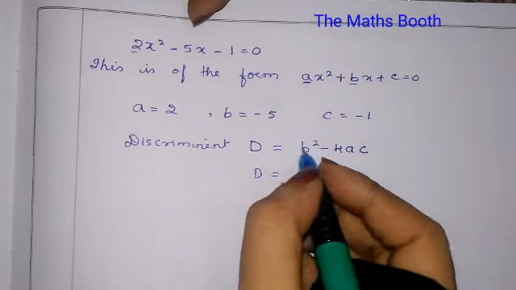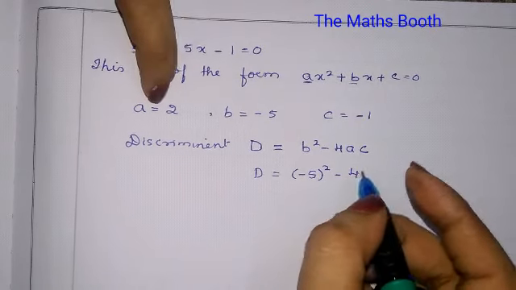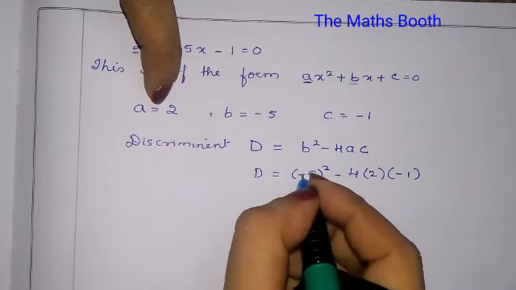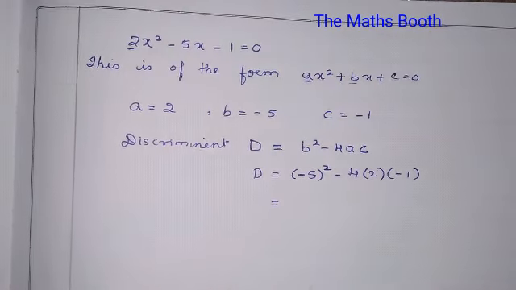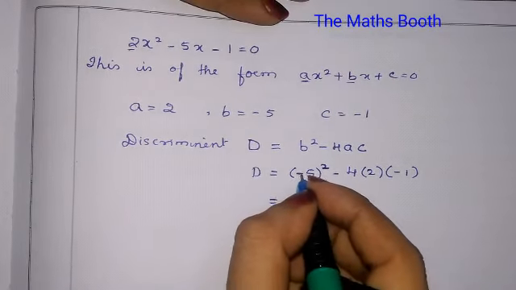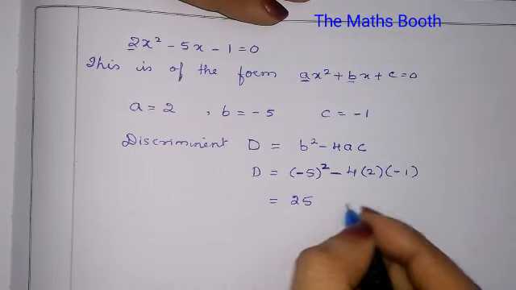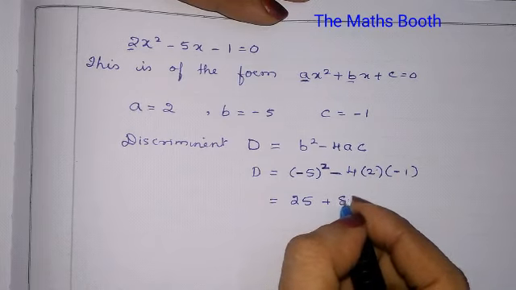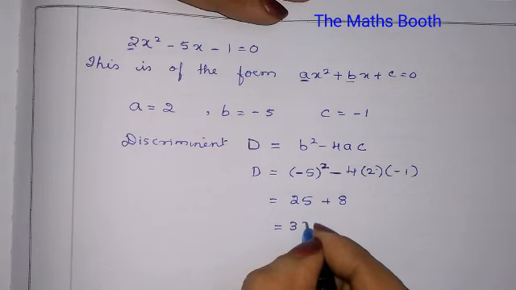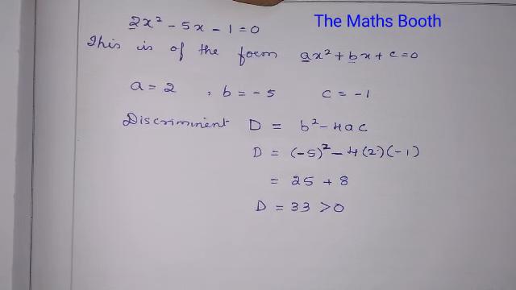D is equal to b, which is minus 5, whole square, minus 4 into a value 2 into c which is minus 1. A negative number squared means the sign will be positive. 5 square is 25. Minus minus becomes plus, and 4 twos are 8. 25 plus 8 is 33. So D is greater than 0. We can see 33 is greater than 0.